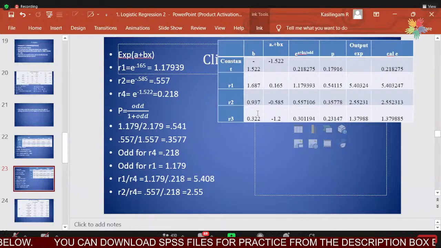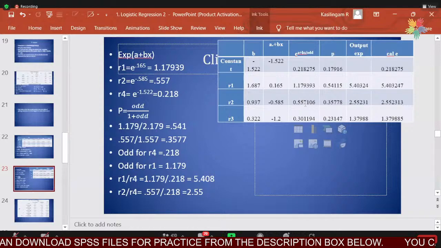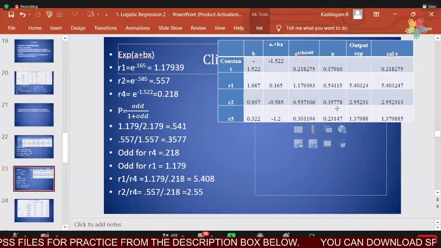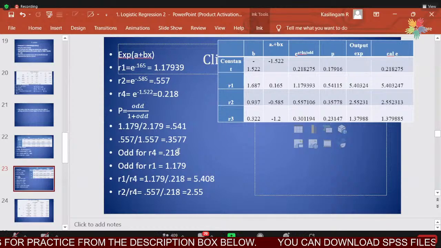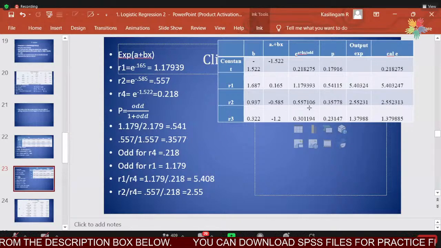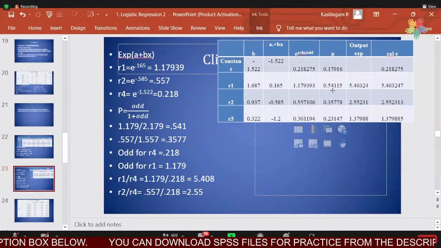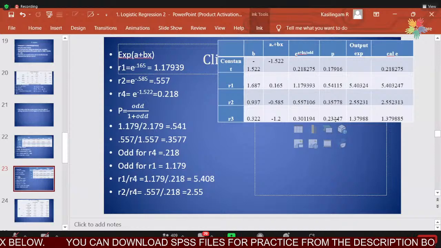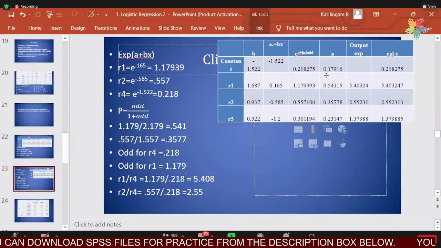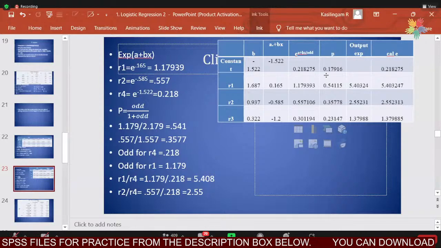Like the same, second one: 0.557 divided by 1.557, which is equal to 0.35. Like that, done. So this is the probability, right? Note down the probability: 54, 35, 23. Right. Now we have calculated it.